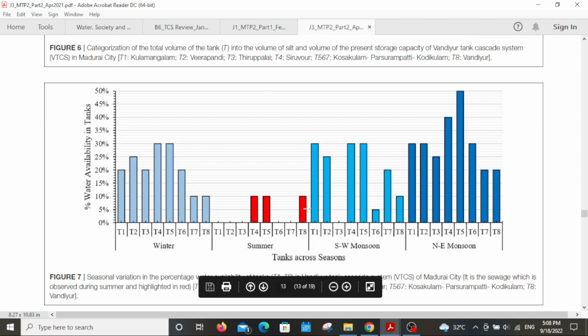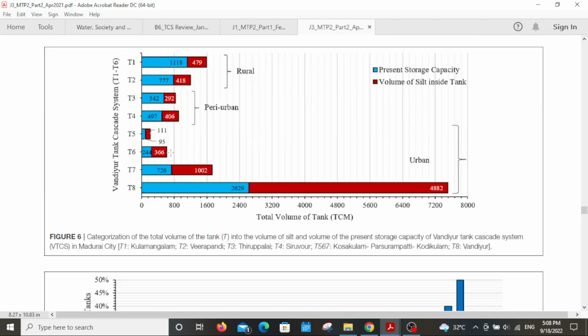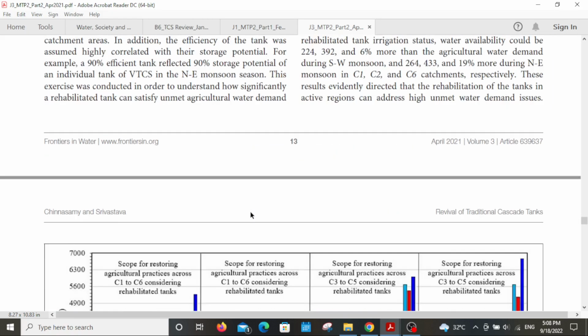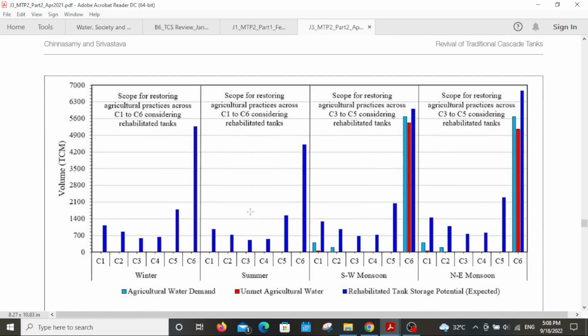So I hope now you are able to understand that even whatever is the volume available to store the water in the tank, that much volume is also not occupied, and the availability of water is very less as compared to whatever is the current potential of tank storage. So that's why we came up with the understanding of what if the tanks are rehabilitated.